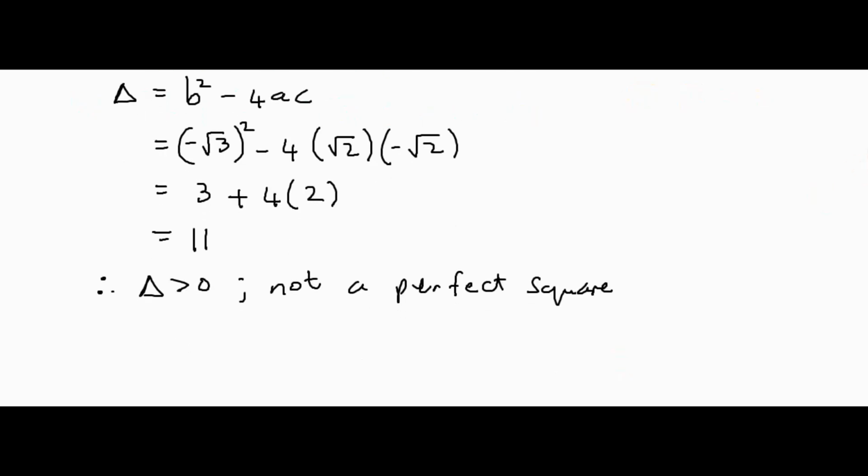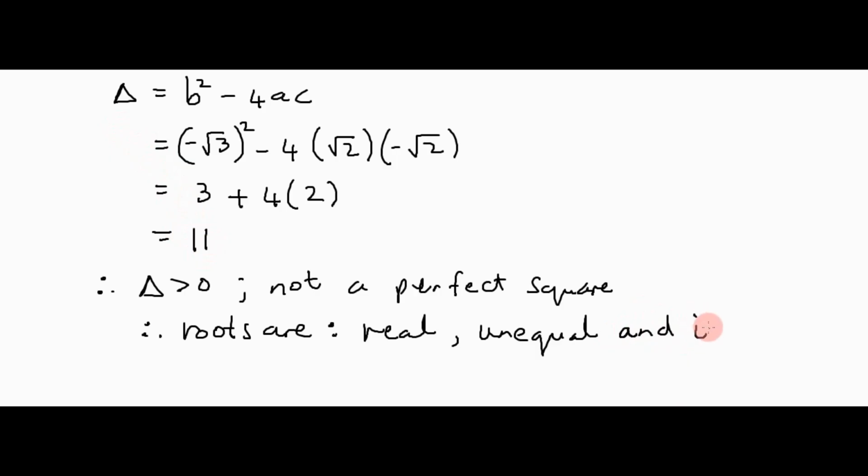Now we can write down the nature of the roots. So the roots are, firstly, real, since delta is greater than 0, 11 being greater than 0. Also, they will be unequal because delta isn't equal to 0. And delta is also not a perfect square, so the roots will be irrational. So then the roots are real, unequal, and irrational.